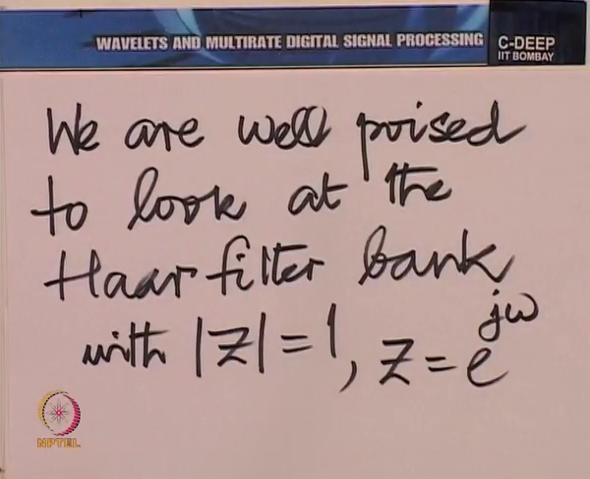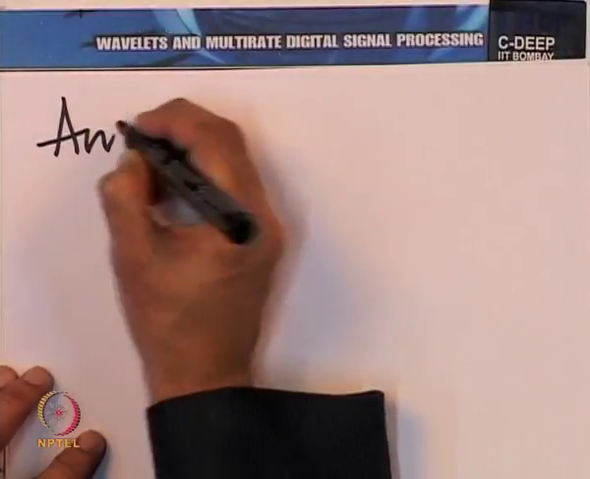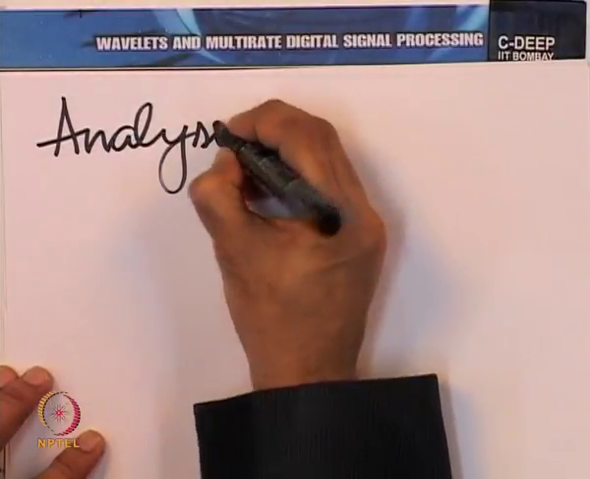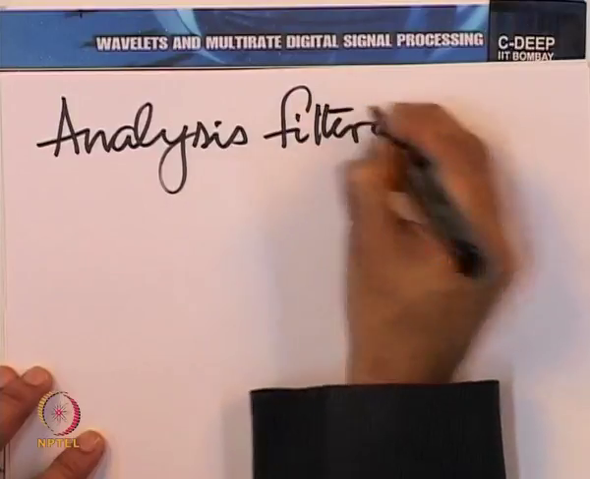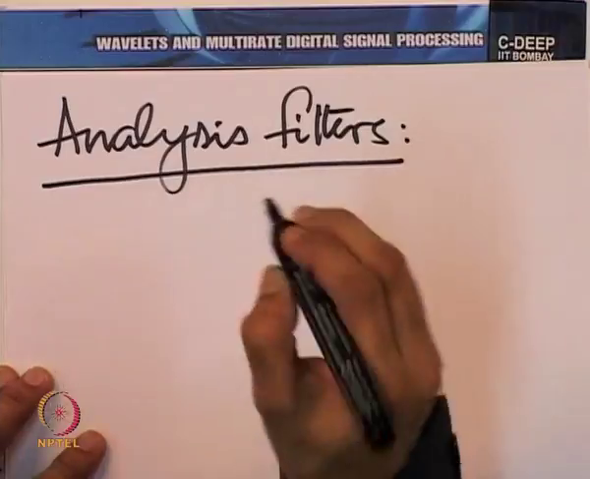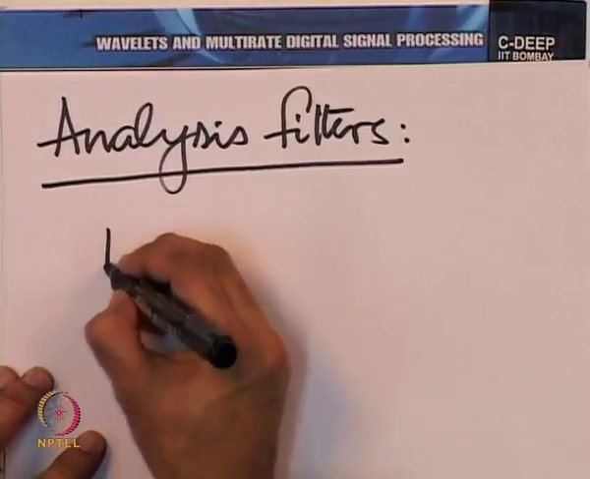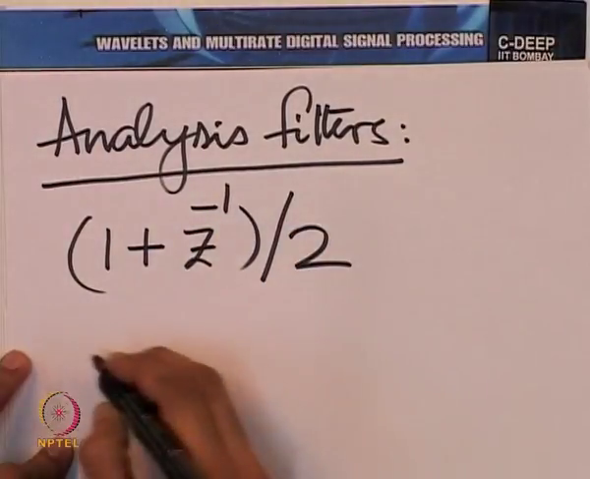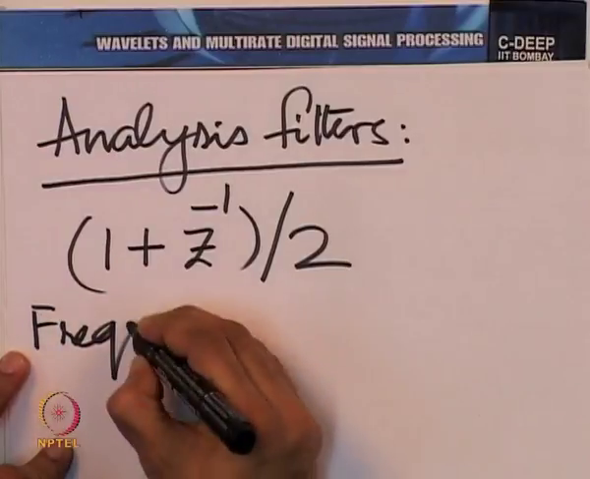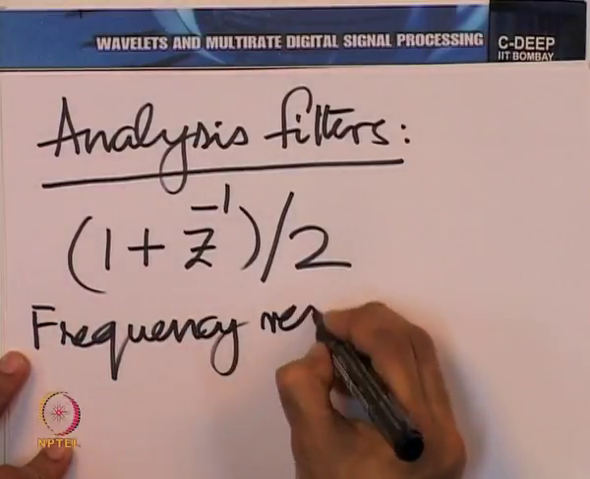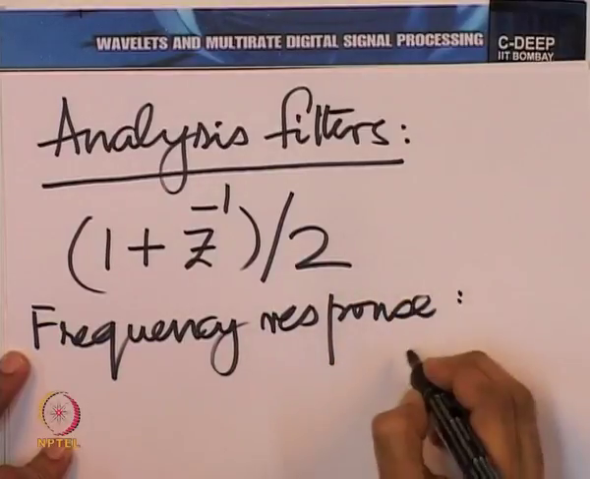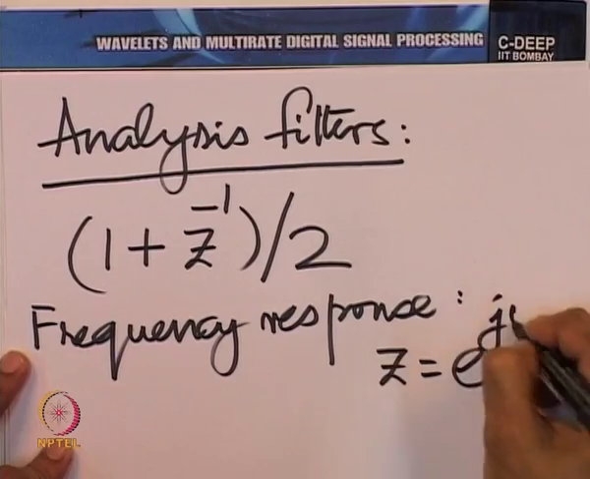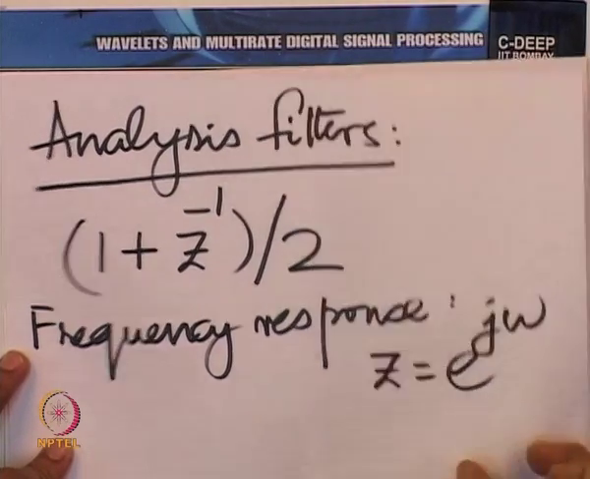Indeed, consider the analysis filters. Both of them have a frequency response, obviously. Let us take the filter (1 plus z inverse) by 2 and look at its frequency response. Of course, we obtain the frequency response by substituting z equal to e raised to the power j omega. That would give us (1 plus e raised to the power minus j omega) by 2, which we can simplify.